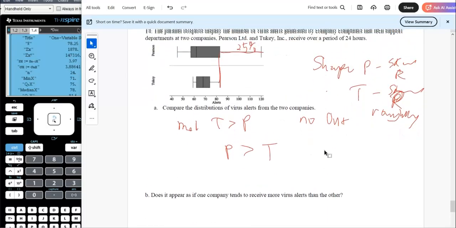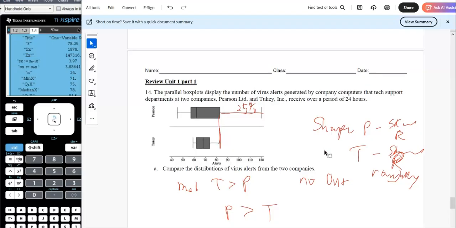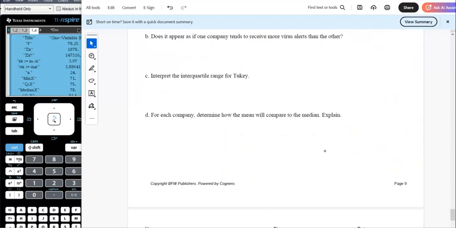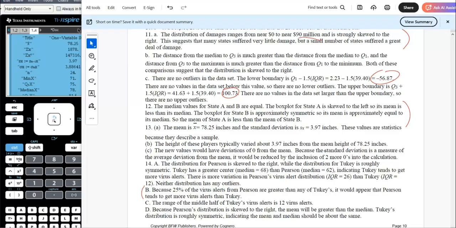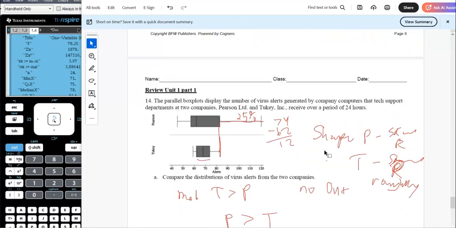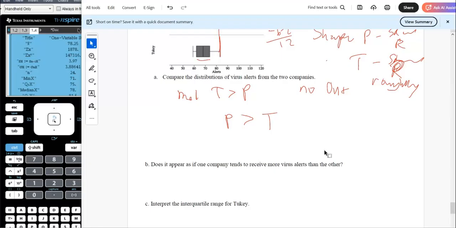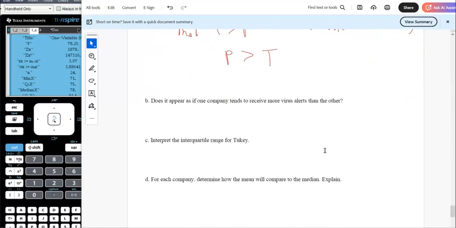Interpret the interquartile range for Turkey. So Turkey's interquartile range is from there to there, like, I don't know, 75-ish minus 62-ish. About 12. So 12 is the number of alerts, I guess. Let's see. The range of the middle half of Turkey virus alerts is 12 virus alerts. So the range of the middle half of the data, I guess.